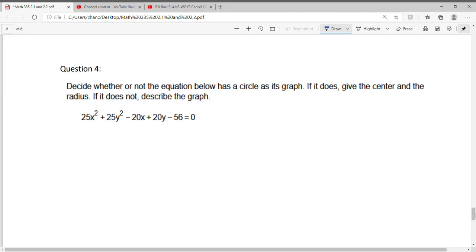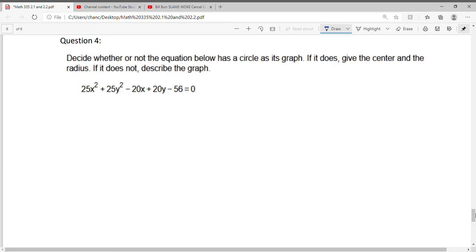Question 4. Decide whether or not the equation has a circle as its graph. If it does, give the center and radius. If it does not, describe the graph. The first thing I want to do is add 56 to both sides and rearrange it so we have the x's right next to the x's and the y's right next to the y's.